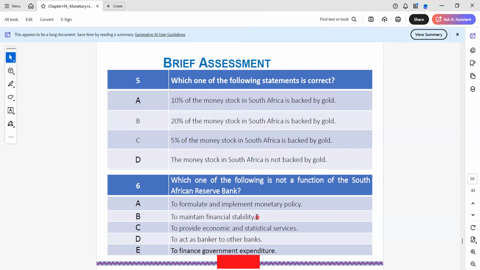Number six, which of the following is not a function of the South African Reserve Bank? They formulate and implement monetary policy. Yes. They maintain financial stability. Yes. To provide economic and statistical services. Yes, they gather and collect data and all of that. They act as a banker to other banks. Yes, and also a banker to the government. To finance government expenditure? No. So the answer here is E.